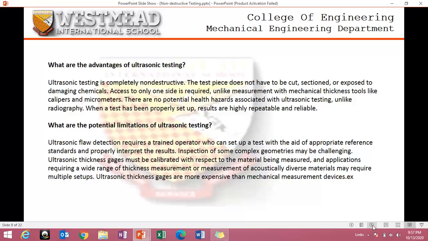What are the potential limitations of ultrasonic testing? Ultrasonic flaw detection requires a trained operator who can set up a test with the aid of appropriate reference standards and properly interpret the results. Inspection of some complex geometries may be challenging. Ultrasonic thickness gauges must be calibrated with respect to the material being measured, and applications requiring a wide range of thickness measurement or measurement of acoustically diverse materials may require multiple setups. Ultrasonic thickness gauges are more expensive than mechanical measurement devices.